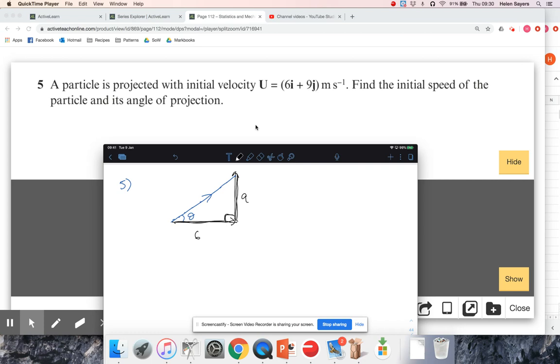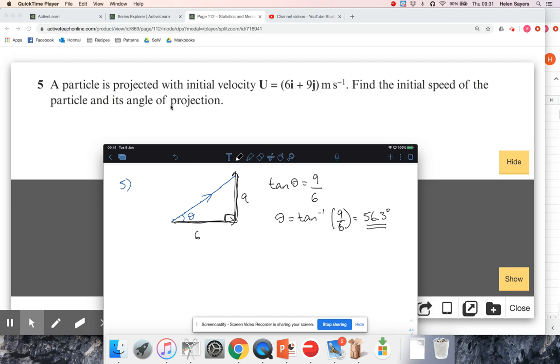I've got the opposite and adjacent sides, so I'm going to use tan. So tan of theta is opposite over adjacent, so theta is inverse tan of 9 over 6. Let's just stick that in my calculator. And I'm getting that to be 56.3 degrees. So I've actually answered the second bit first. So that's the angle of projection. Okay.